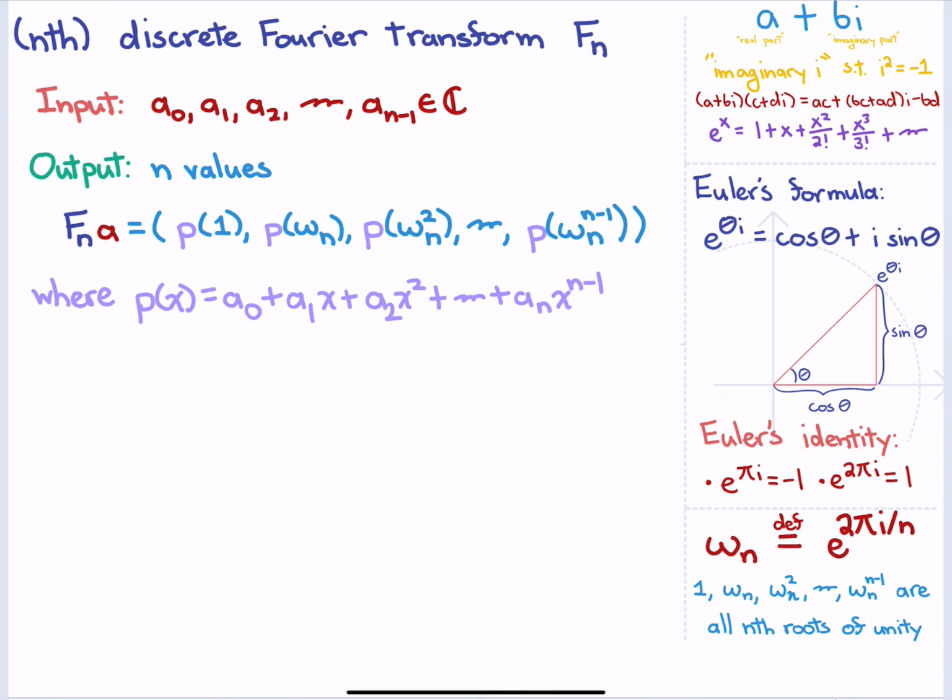So I evaluate p of 1, p of omega sub n, p of omega sub n squared, p of omega sub n cubed, all the way on to p of omega sub n to the n minus 1. So I evaluate p at each of the n roots of unity, and I output those values. That is the input and the output of the discrete Fourier transform.